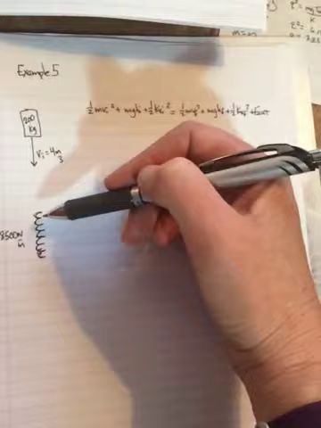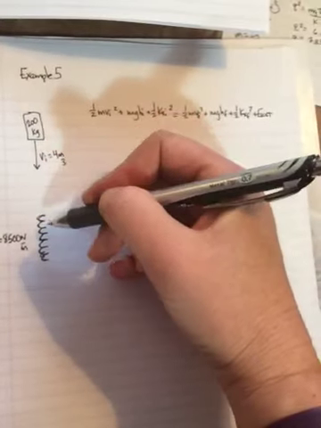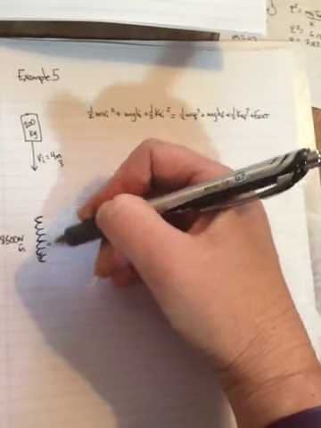So then really, after it compresses it, it'll go flying back up into the air. But that's another problem for another day. So for right now, we're looking at how far does the spring get compressed by the time the elevator stops.